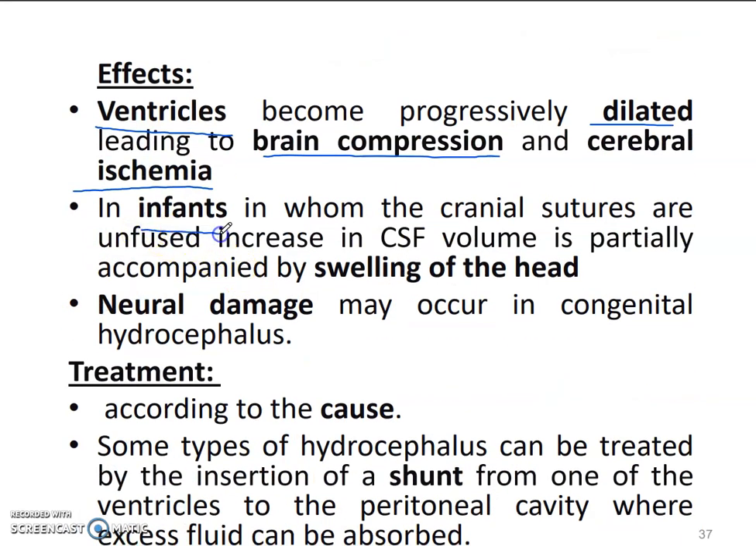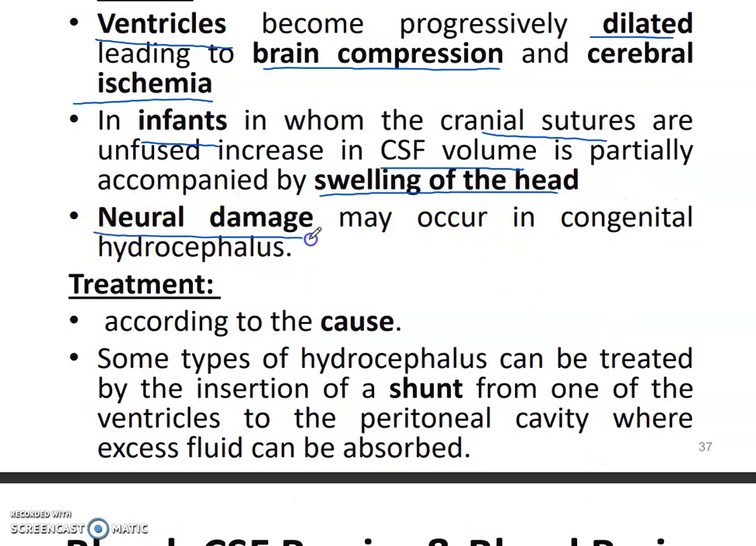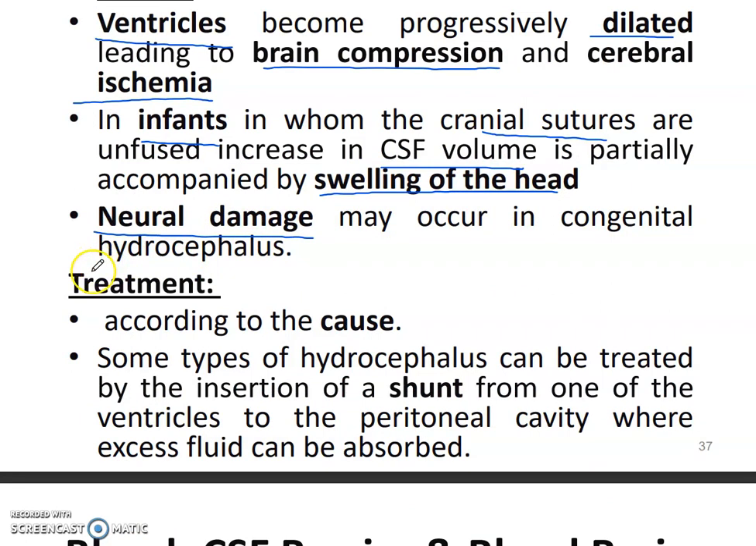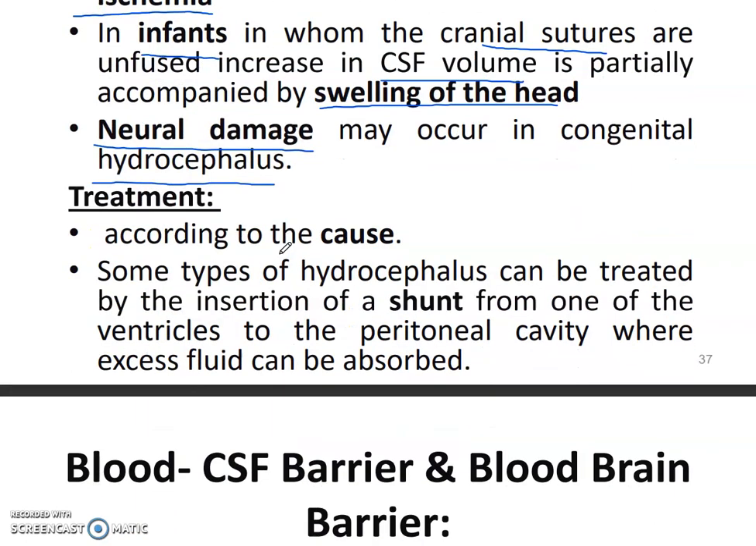In infants, in whom the cranial sutures are not fused, increased CSF volume is particularly accompanied by swelling of the head. Neural damage may occur due to congenital hydrocephalus. Treatment can be according to the cause. Some types of hydrocephalus can be treated by the insertion of a shunt, which can open the blockade. It can be inserted from the ventricle to the peritoneal cavity.